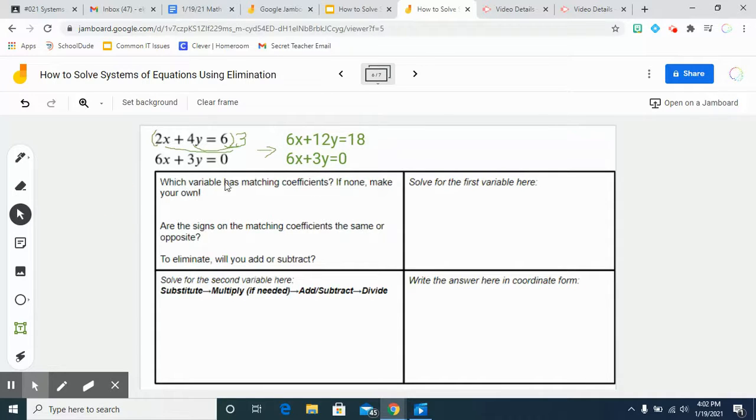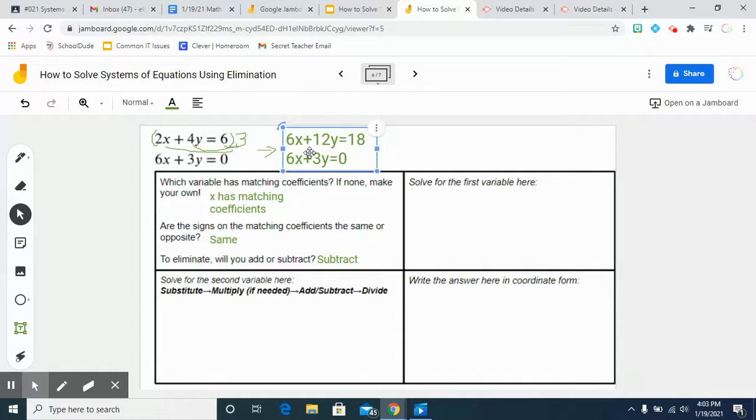So we did make our own, and now we can ask ourselves which variable has the matching coefficients. So once again, looking at our x's, we now see that 6 and 6 do match. So I can write with confidence, x has matching coefficients. Next, are the signs of the matching coefficients the same or opposite? Well, both of our 6's are positive 6's, so they're the same. To eliminate, do you add or subtract? Once again, same, subtract. So in this case, we are going to subtract.